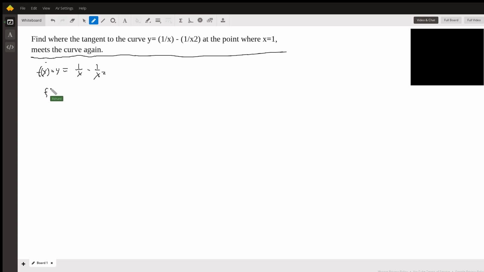So f prime of x here, we're just using the power rule, so it's going to be negative 1 over x squared plus 2 over x cubed. So that's just using the power rule.